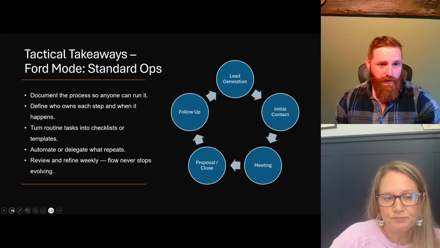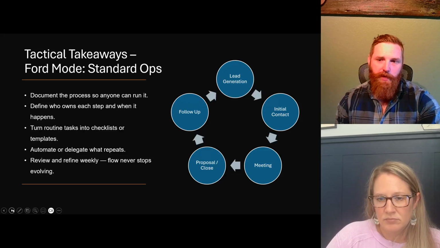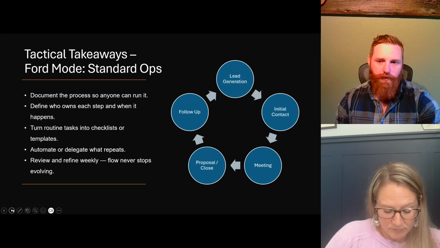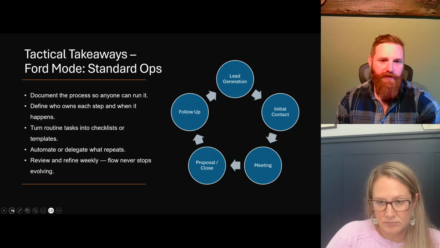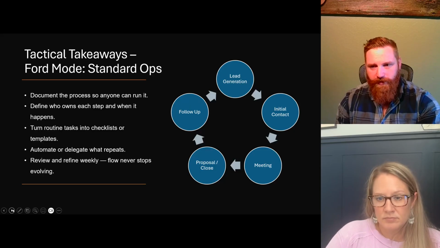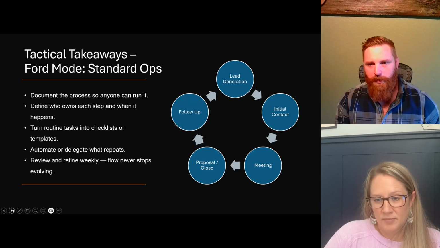Exactly. And that's a great segue to the next point: define who owns each step and when it happens. Make sure they take responsibility and ownership of that step, and how are they communicating when that process is done, or how are they moving it to the next step of the process?